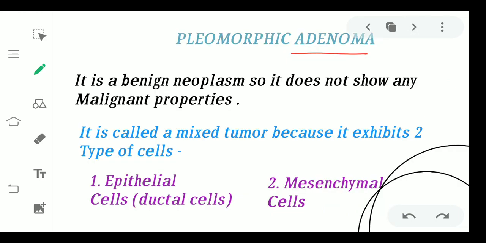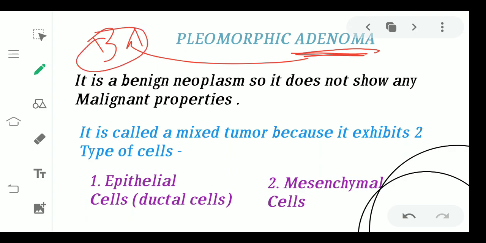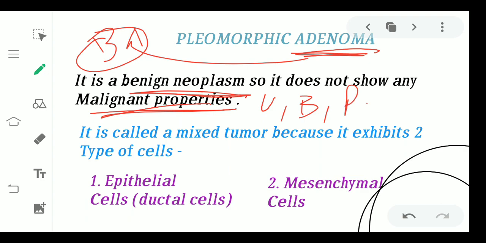So here, adenoma. What do you mean by adenoma? I already told you in the last video that adenoma means a benign condition, okay? It is not that dangerous a condition. So the first thing is that the pleomorphic adenoma is a benign neoplasm and it is not going to show any kind of malignant properties. Now, what are generally the malignant properties? Ulceration, excessive bleeding, excessive pain, all these kinds of conditions are your malignant properties, and they are not seen in the pleomorphic adenoma generally.